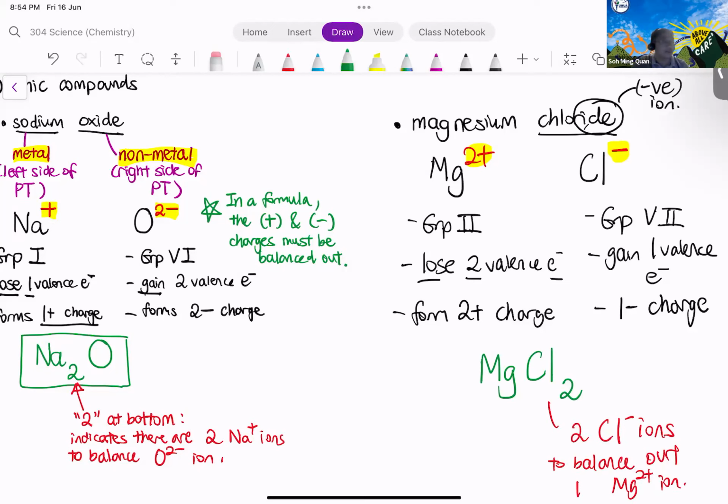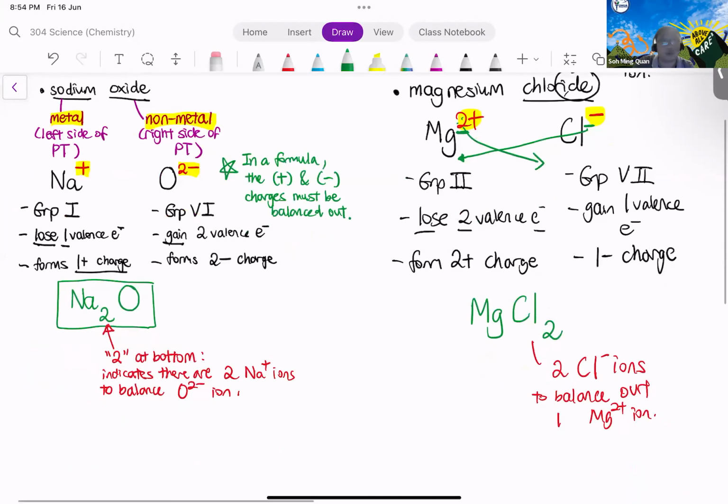Now, just to highlight, of course, if you find this whole process a bit more tedious, a quick way is, once you have gotten the charges out, you can just cross multiply them. Meaning, the 2 plus, the 2 goes to the Cl, the 1 minus, the 1 comes to magnesium. So that's how you get Mg1Cl2. Please notice we don't usually write the 1. That's why the final answer is just MgCl2. Okay? Can? So this is how we write formula in a nutshell.